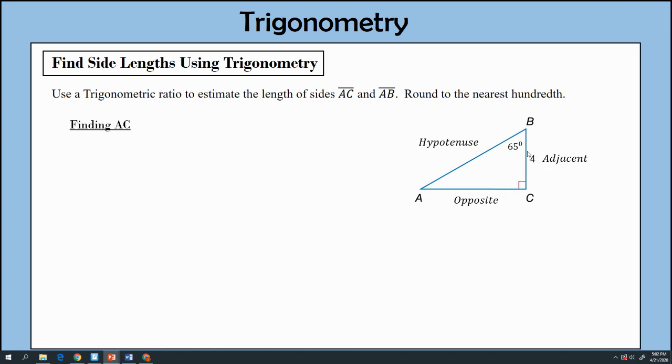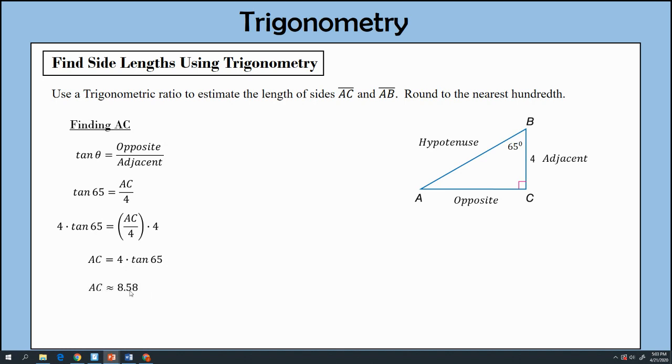So I'm given adjacent, that's 4. I want to find opposite. Which trig ratio uses adjacent and opposite? Tangent, opposite over adjacent. Again, my theta is going to be 65. So tangent of 65 equals AC over 4. Now we want to solve this for AC, so we're going to multiply both sides by 4. That cancels that denominator out. AC equals 4 times the tangent of 65. Again, if you go to your calculator, hit tangent, enter 65, hit equals, it gives you the numerical value. Multiply that by 4, and AC is about 8.58. So this distance is 8.58.